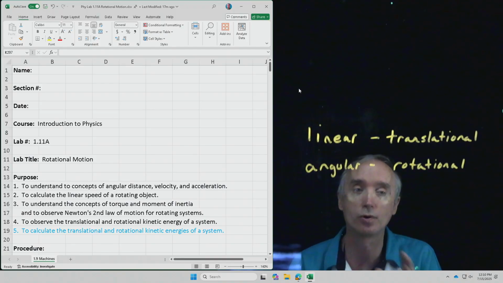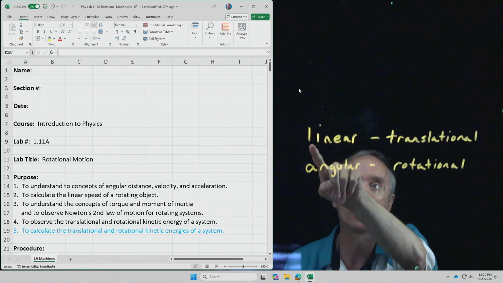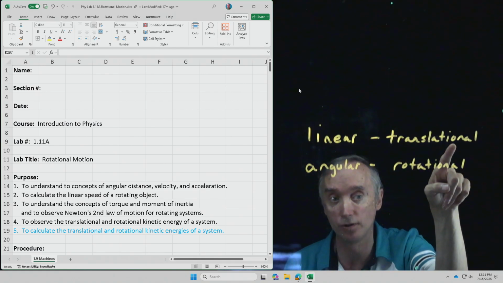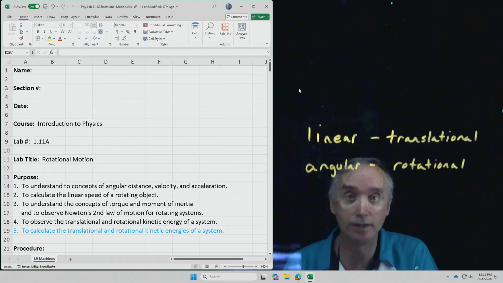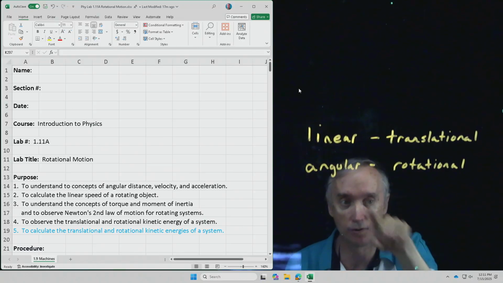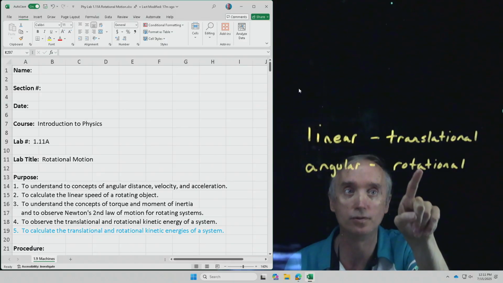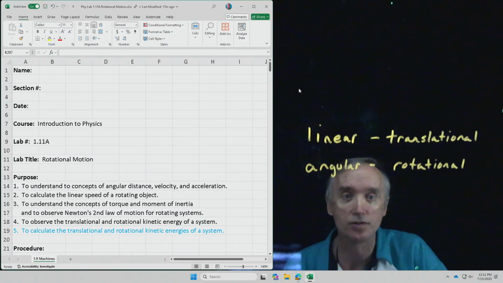I've got these words here, and I just want you to know that whenever I refer to something as being linear, it's the same thing as translational, meaning sideways or up and down in a line. And then angular means that it's rotational. It's going around in a circle. So this word can be substituted for this word or vice versa, and then this one for this one. So we're going to be doing rotational motion, or we could say angular motion, today.